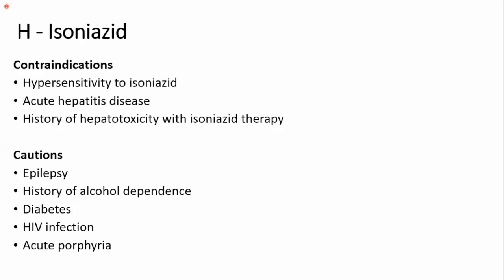And cautions are for patients with epilepsy, because I told you it can increase the seizures, and patients with alcohol dependence, who can have problems. Diabetic patients can have problems with neuropathy, and acute porphyrias and retroviral infection also have problems. These are cautions for isoniazid, because it can affect at multiple levels. Diabetes and HIV infection can result in peripheral neuropathy as well, so you might not be able to differentiate between isoniazid and these other causes.